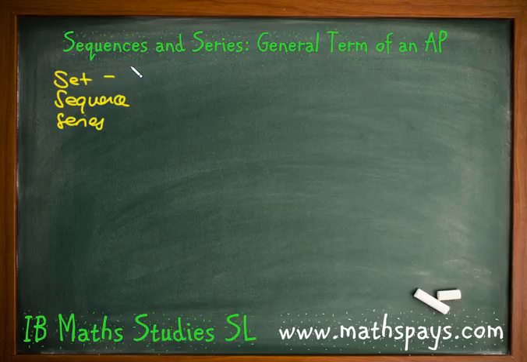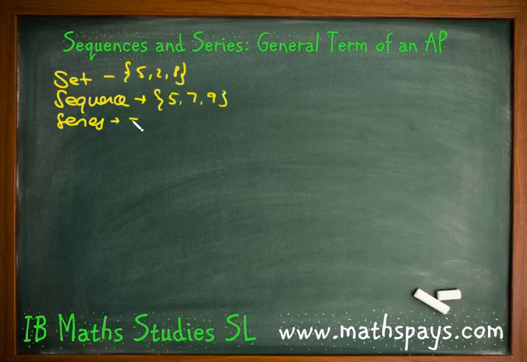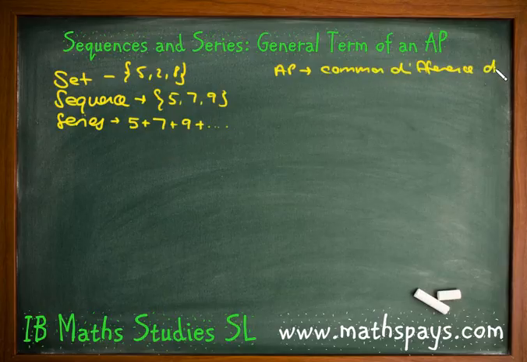A set is just a group of numbers or objects, so 5, 2, 8, etc. The sequence was the set of numbers that has a pattern, so 5, 7, 9. Okay, and a series was the sum of that set. Okay, so 5 plus 7 plus 9 plus dot dot dot. We also looked at what an AP was. We remember an AP has a common difference, D, and was also sort of known as a linear pattern. Okay, has that common difference.